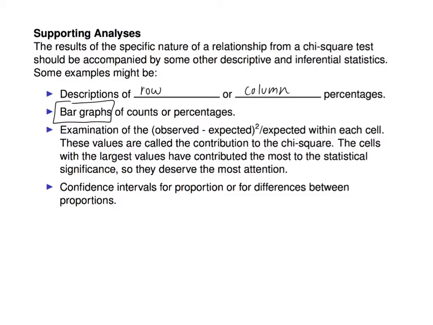You could also look at these observed minus expected squares within each of the cells and look at which ones are the biggest differences because they're the most influential things. And then you could also find confidence intervals for the proportion of differences. We could look at, okay, what's the proportion of A to B people who wear their seatbelts? And we could have done that for each category and then compared those to each other. So just general ideas.